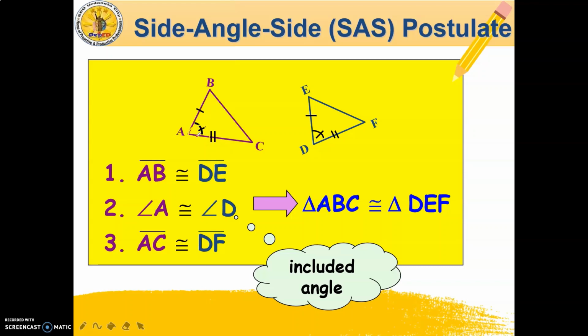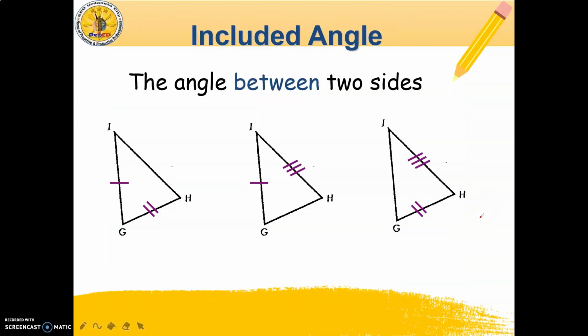So based on the figure shown, AB is congruent to side DE. Angle A, the included angle, is congruent to angle D, the included angle on the second triangle. And side AC is congruent to side DF. Since the 2 corresponding sides and their included angle are congruent, triangle ABC is congruent to triangle DEF through the SAS, or side, angle, side postulate.